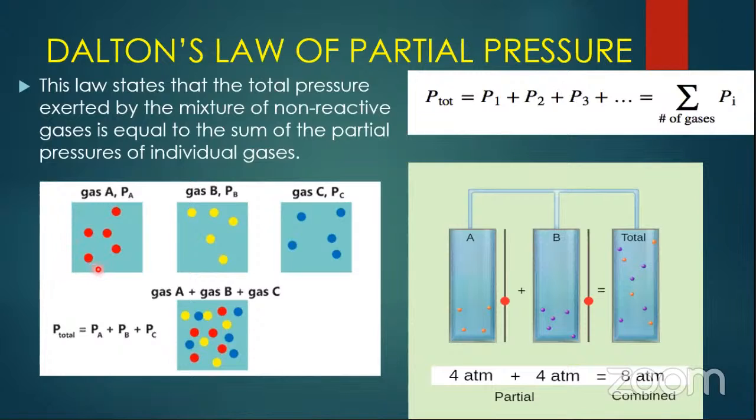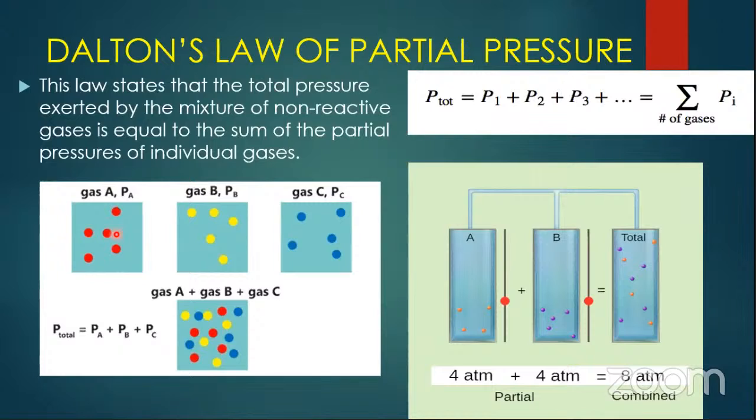See here, non-reactive gases: we have taken A gas, B gas, C gas in three different containers. What is the pressure exerted by A gas on the walls of the container? Pressure of any gas means the pressure exerted by the gas on the walls of the container. For example, if you push something on the wall with your hand, that is the pressure exerted by you on the wall. If the gas particles move randomly, they collide with the walls of the container, so pressure is exerted on the walls. That is the pressure of the gas.